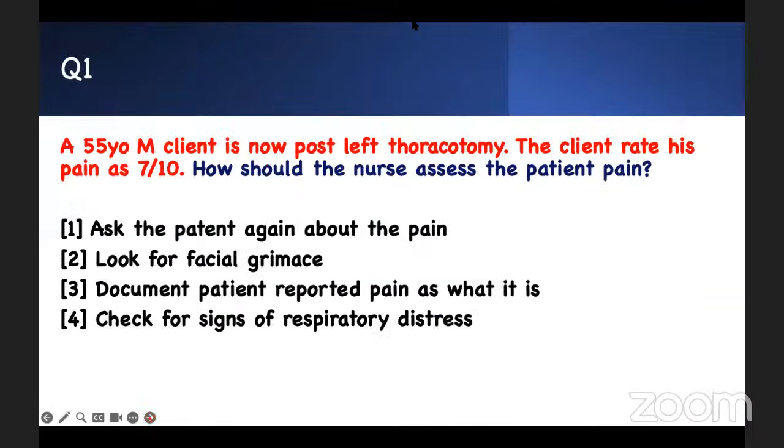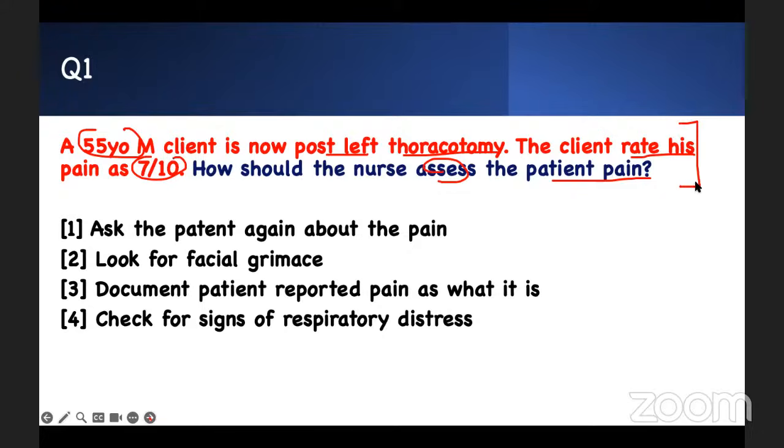So this is the first question. Sorry, guys. How should the nurse assess the patient's pain? I'm going to highlight keywords, and that's all you need to focus on. A 55-year-old male client is now post-op left thoracotomy. The client rates his pain 7 out of 10. How should the nurse assess?